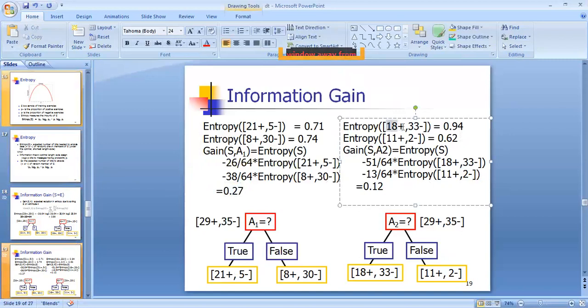Similarly, you do it for another attribute. First you have 18 plus 33, which is 51. Similarly, 11 plus 2 is 13, divided by 64. You will get the value 0.12. Which is the greater one? 0.27 versus 0.12. So the highest gain is this one. Which attribute is best now? You have calculated that the attribute with 29 plus 35 minus, 39, is the best.